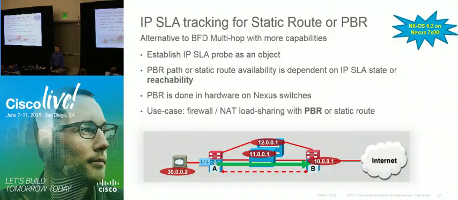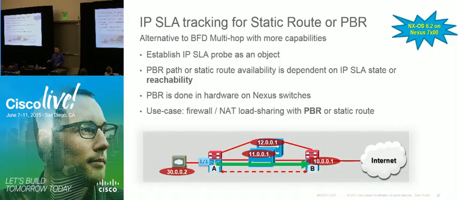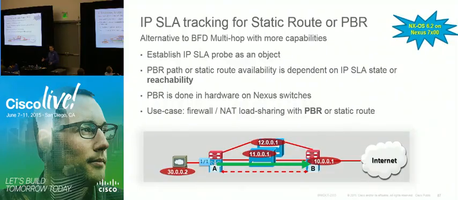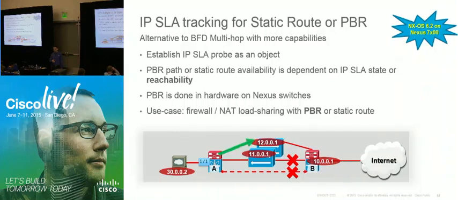Now, IPSLA is not BFD. It's not sub-second. This is just ICMP messages going from the supervisor. But it's better than having nothing. It's better than just having static routes and having a black hole. It's better than just having PBR and having a black hole. So we can use IPSLA here for tracking. If one of the PBR paths fails, we can reconverge. Typically, we can set the IPSLA interval to 1 second, and we can have a detection of 3 seconds.